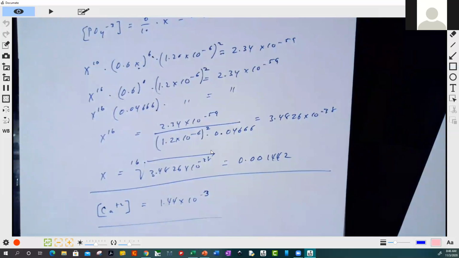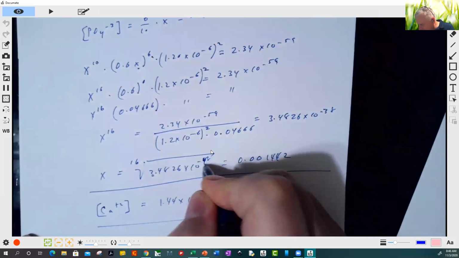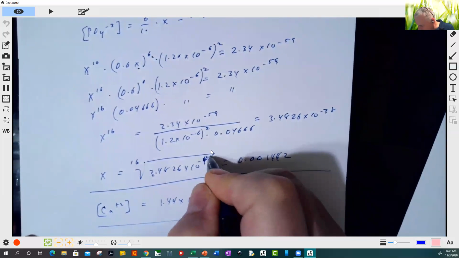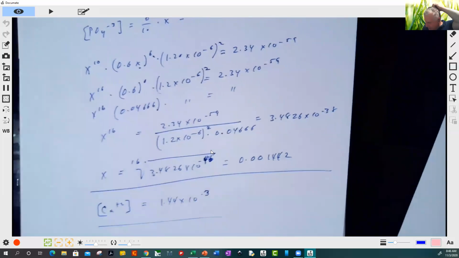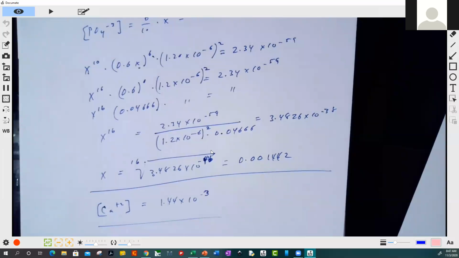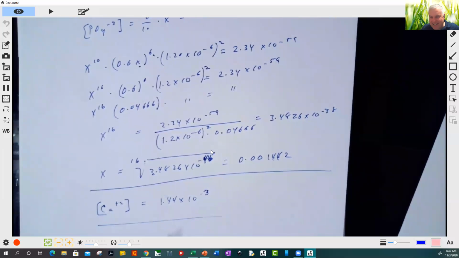So, and not again. 3.48 is fine, times 10 to the power 46. Oh, 46. Thank you. Yes, that makes sense. Oh, 46. Oh, yeah. And 0.00144. Cool. Yeah, there you go. Okay. Thank God. I omitted just a bit.